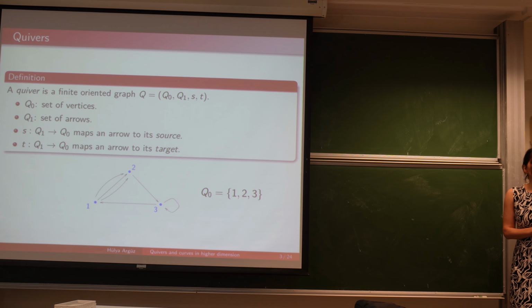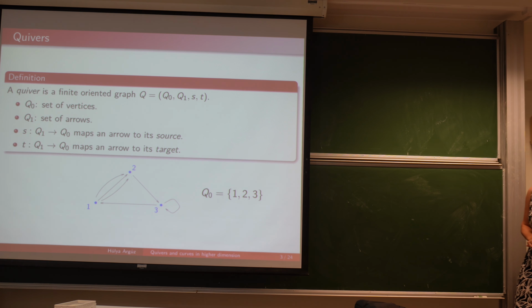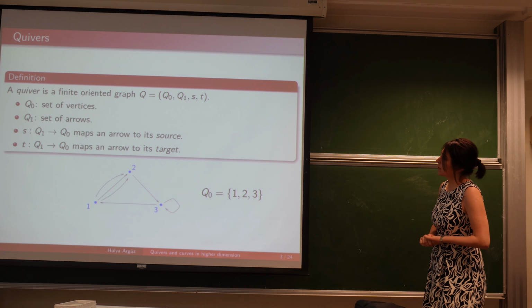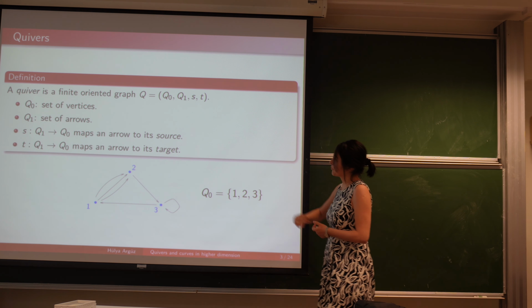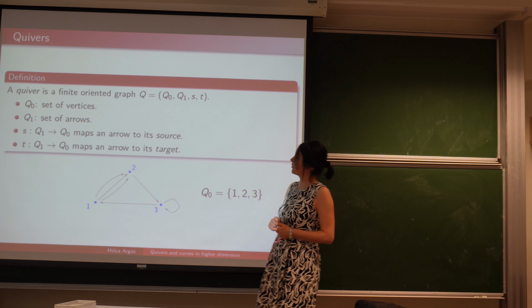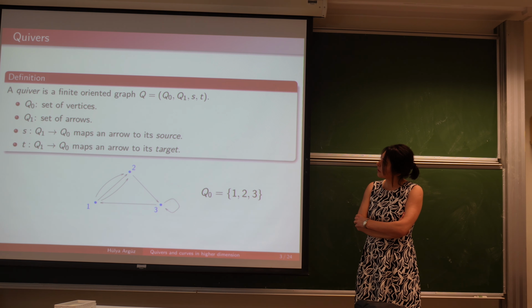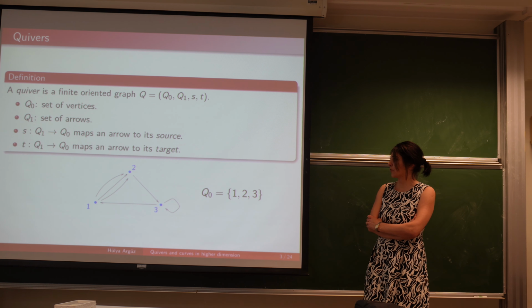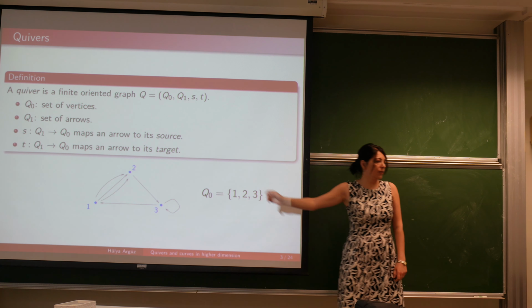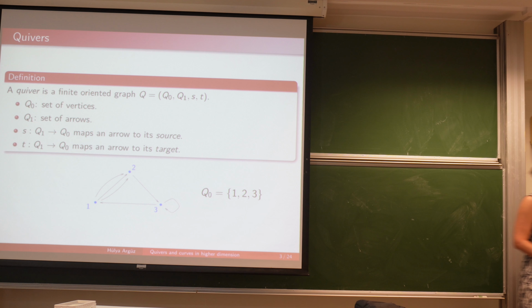So I will very briefly tell you about quivers and how DT invariants are defined. A quiver is a finite oriented graph with a set of vertices that we denote by Q0, a set of arrows which we denote by Q1, a source map sending an arrow to its source, and a target map sending an arrow to its target. So you can have something like this in mind as a quiver.